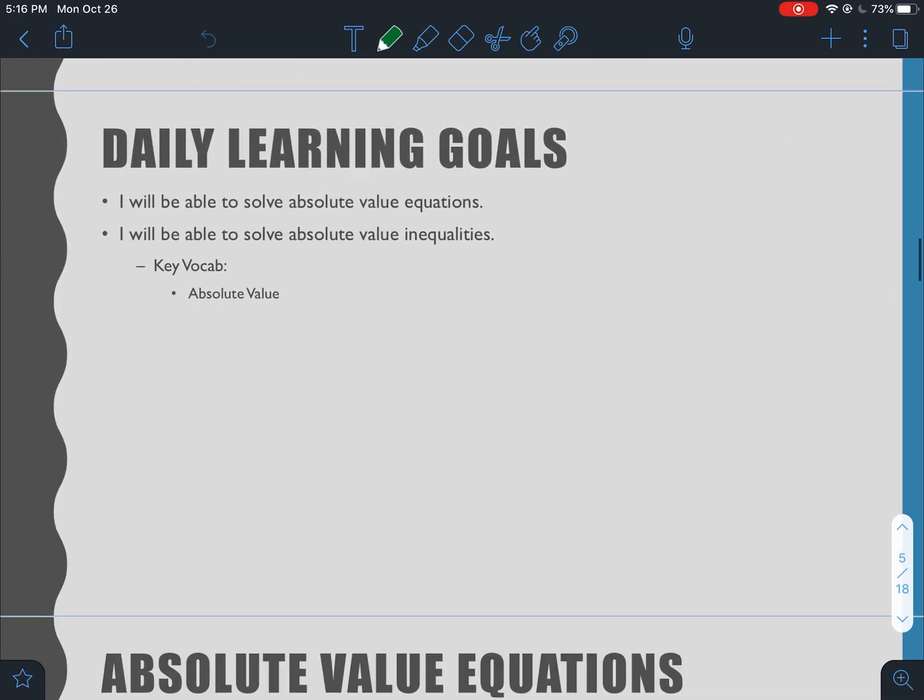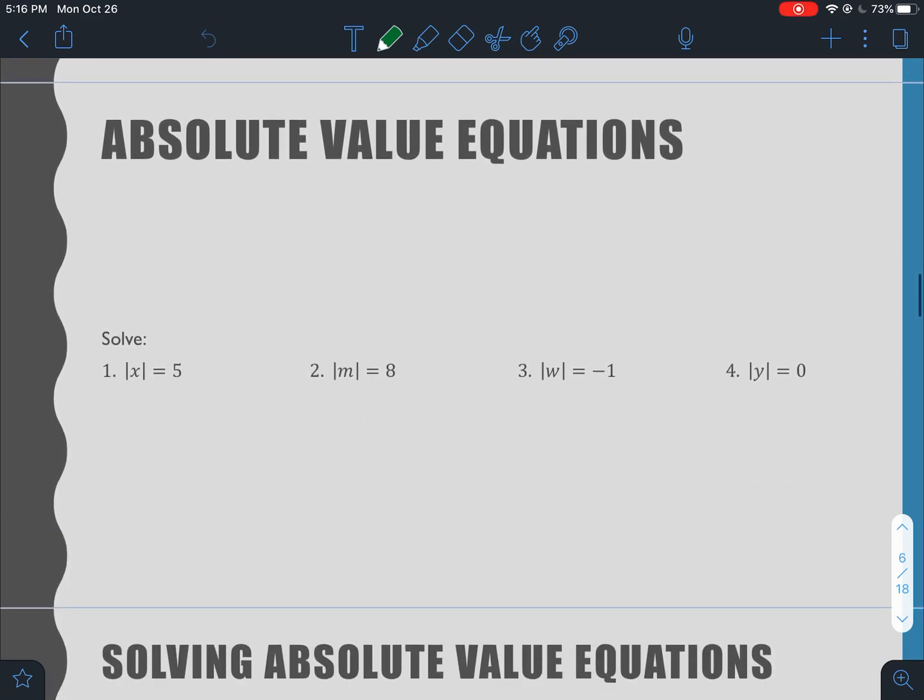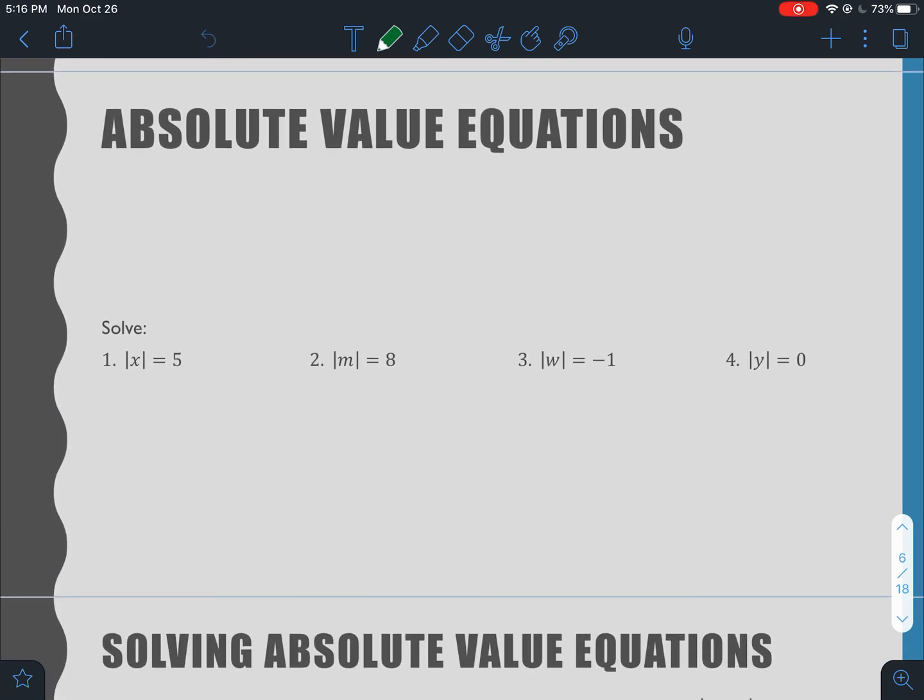So today we're going to learn how to solve absolute value equations and absolute value inequalities. So, absolute value equations. Let's review what absolute value means again. Remember, when you have absolute value, you've got those straight up and down bars. You could have something like the absolute value of 3. And remember what absolute value is: it's saying how far away from 0 is it on the number line.